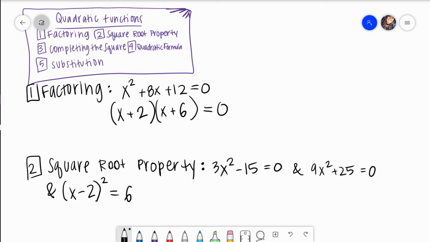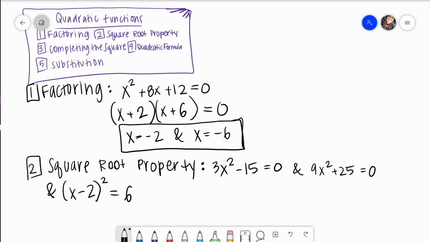So now that we have x plus 2 and x plus 6 set equal to 0, we literally would set both of those factors equal to 0 and solve. And so I would end up getting x equals negative 2, and I would get x equals negative 6. So this would actually be the answer to factoring that trinomial because it was set equal to 0, which means you're actually going to solve what the value of x is.